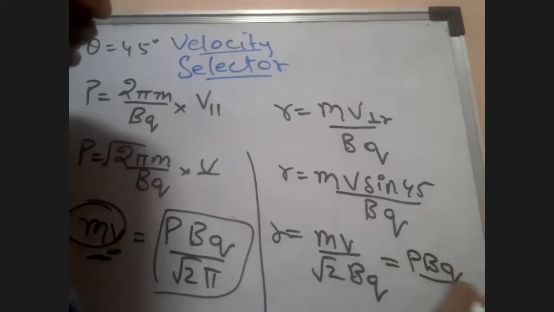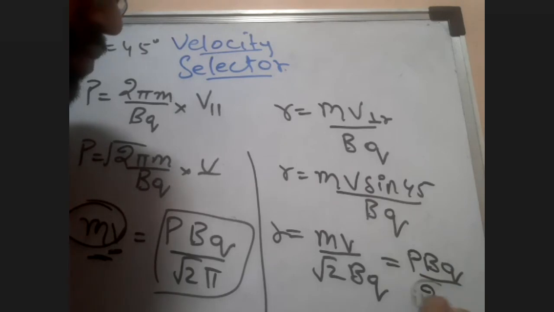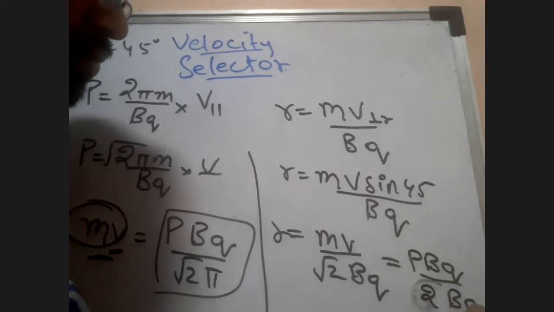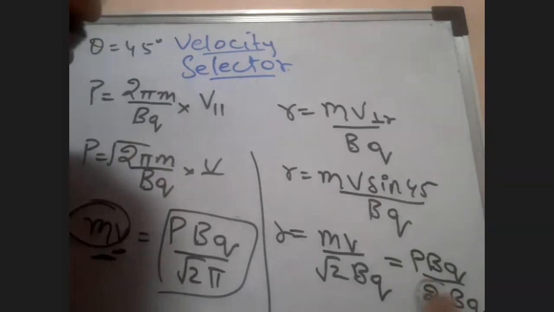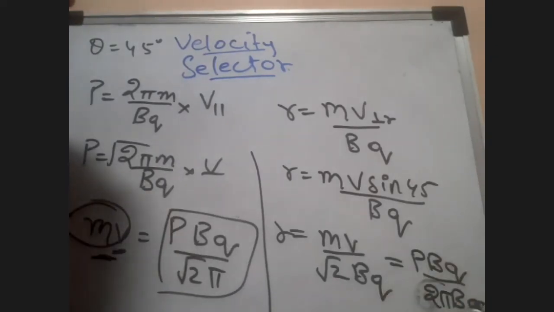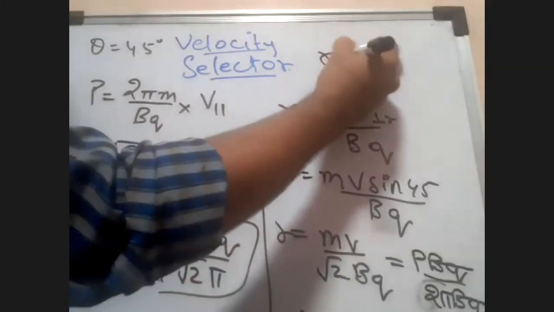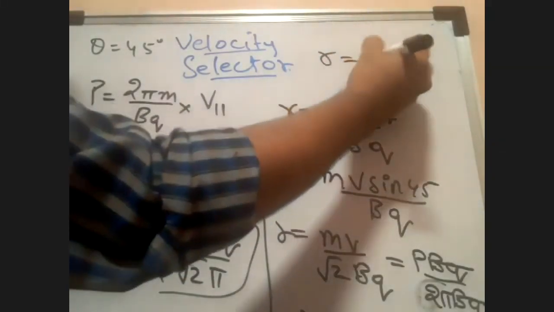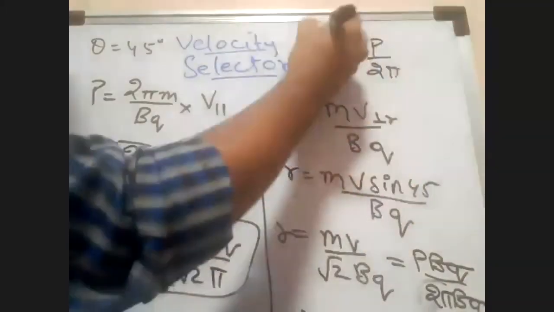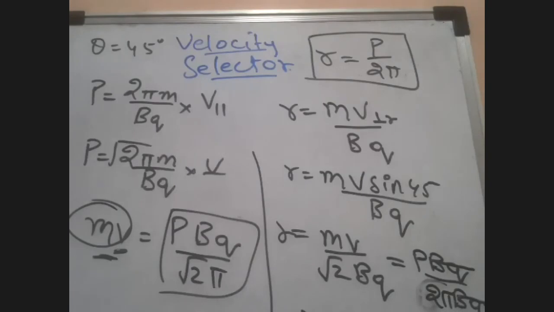P BQ upon root 2 into root 2 will become 2, BQ, and there's a pi also. So you can see BQ gets cancelled here. So what is radius in terms of pitch? R is P by 2 pi. R equals P by 2 pi. Has everyone understood this?